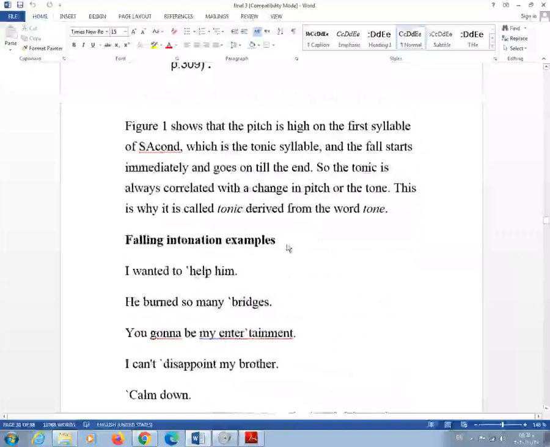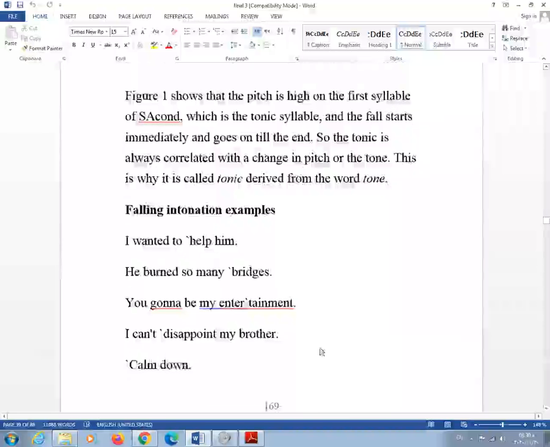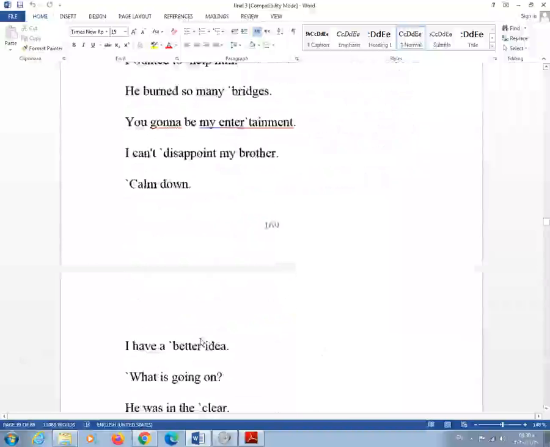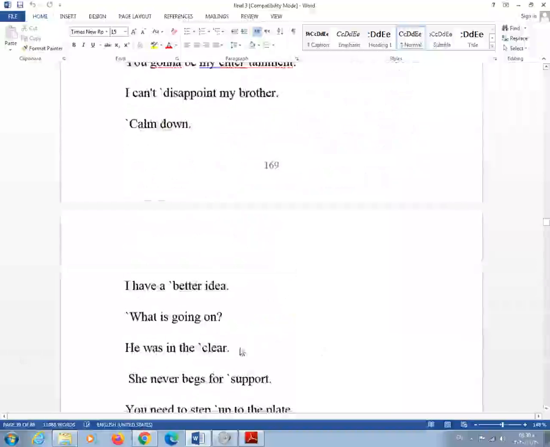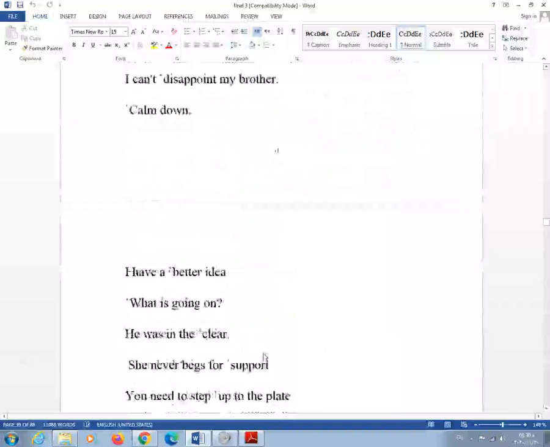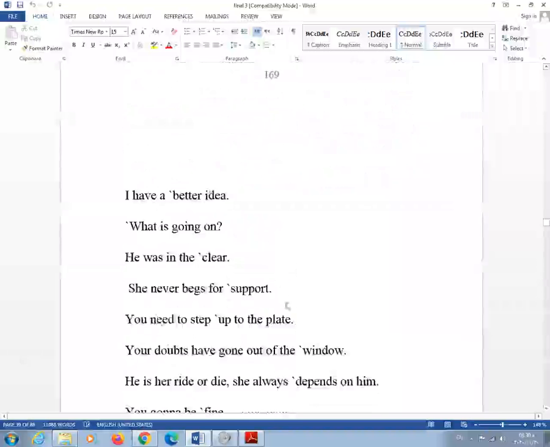Falling intonation examples. Okay, I wanted to help him. Okay, let's make this word prominent: I wanted. Americans say I wanted to help him. He burned so many bridges. You're gonna be my entertainment. I can't disappoint my brother. Calm down. I have a better idea. What's going on? He was in the clear. She never begs for support.